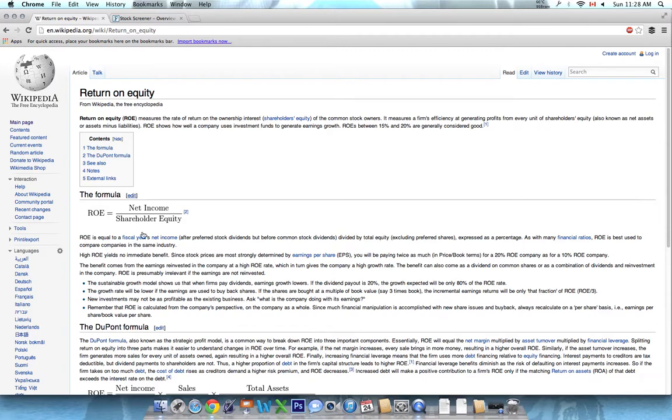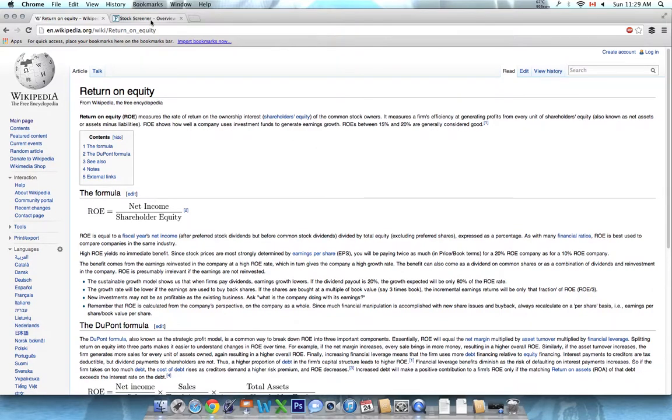The thing to keep in mind about ROE is that the benefit comes from earnings reinvested in the company. So if a company is able to earn a really high return on equity, then you can assume it will continue to grow if the earnings are reinvested, because you're adding more equity and you're going to have further growth from that. It's showing that the company is efficiently using those funds to drive growth.